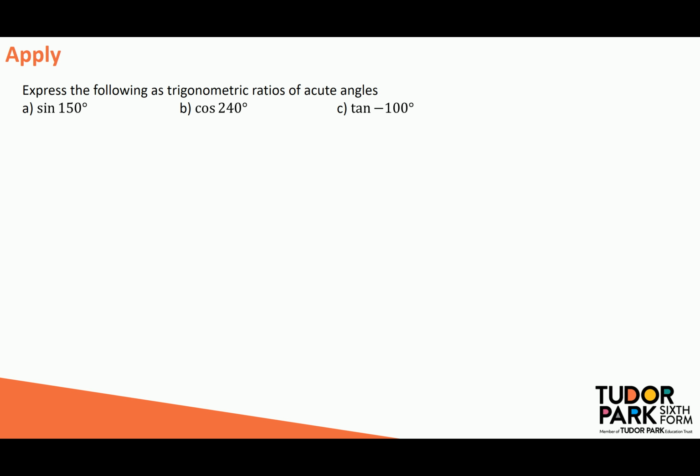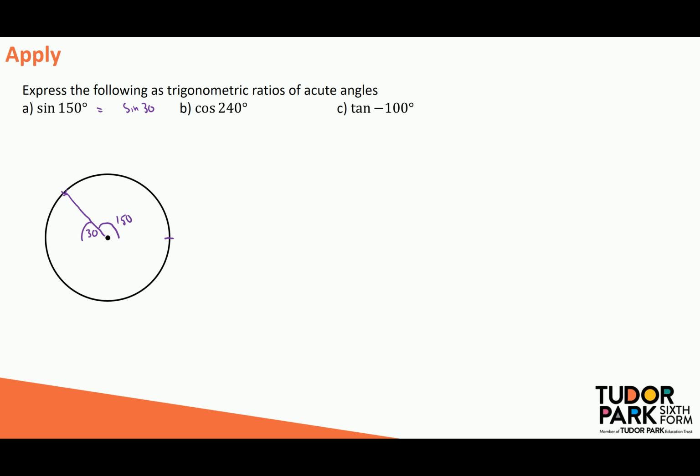In the final example, we're going to look at how we can express trigonometric ratios as acute angles. So again, we start from a diagram. Sine of 150 degrees. Well, let's start by mapping that out. 0 round to 150 degrees. I want to map this as an acute angle, so I need the acute angle underneath, which is going to be 30 degrees. So sine of 150 is the same as sine of 30 degrees.